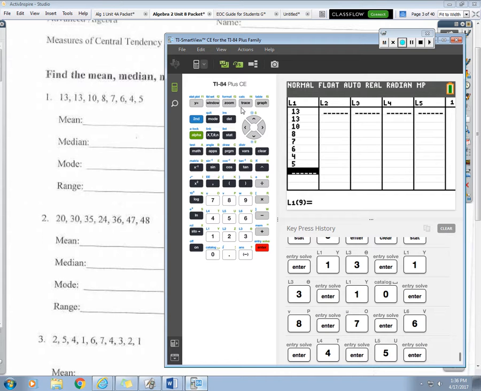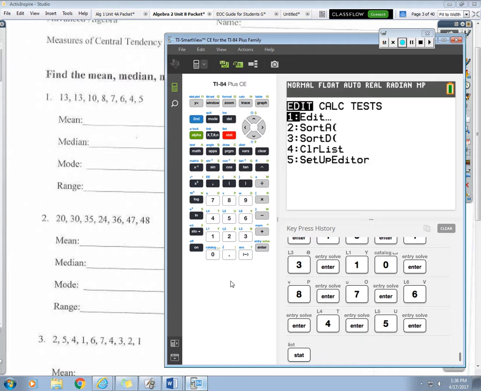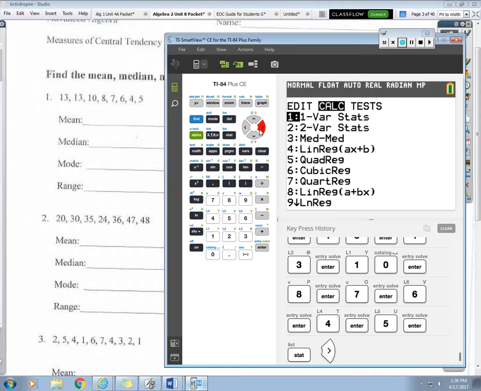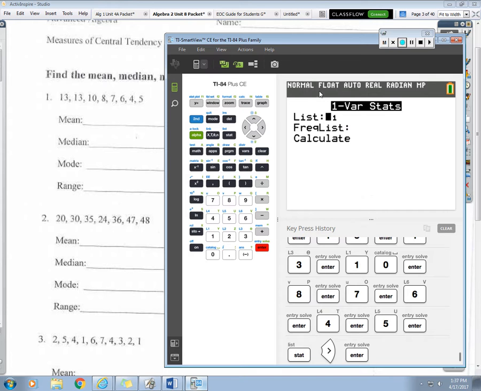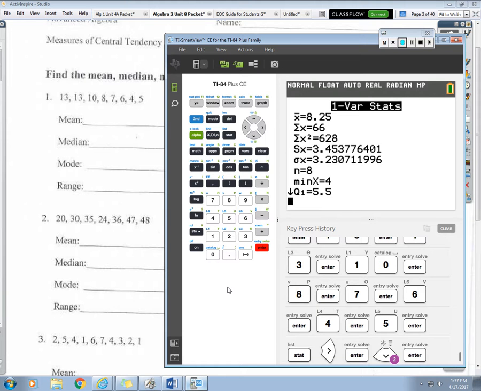Okay, now what you're going to do is go back to Stat, but this time we want to calculate. So go over to Calc, and then this is one variable statistics, because all of these are the same kind of data. And so hit Enter. And then see right here, List. It should say L1 as long as you haven't messed up anything. And then go down and click Calculate. Okay, you should see that pop up on your screen.